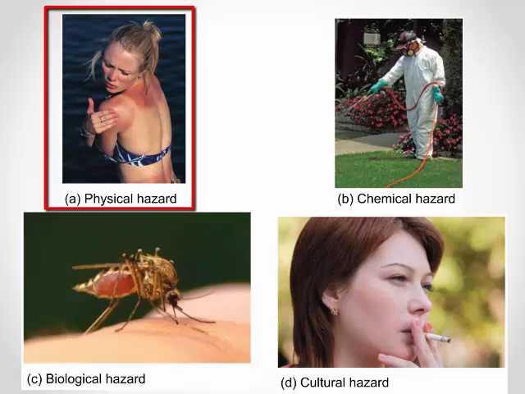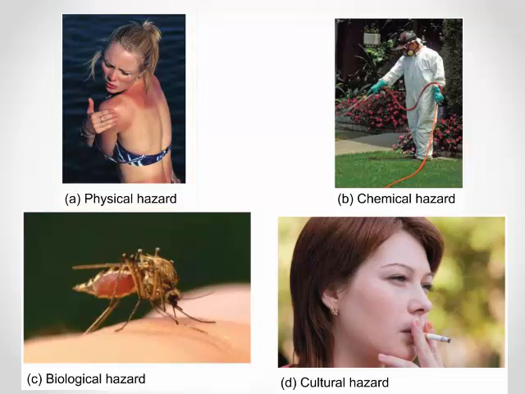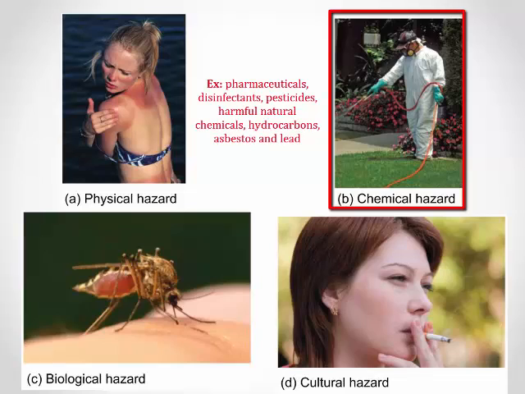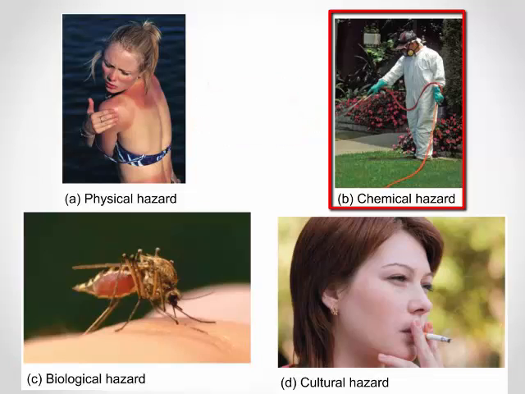Emergency planning helps us to prepare for some of these hazards, while preventive actions such as avoiding deforesting slopes, which prevents landslides, avoiding channelizing rivers, which prevents flooding, and applying sunscreen. The second are chemical hazards, which are caused by synthetic chemicals such as pharmaceuticals, disinfectants, pesticides, harmful natural chemicals, hydrocarbons, asbestos, and lead. We can reduce our risk to these through avoidance by choosing green cleaners or pesticides and by staying informed about chemicals you're exposed to.